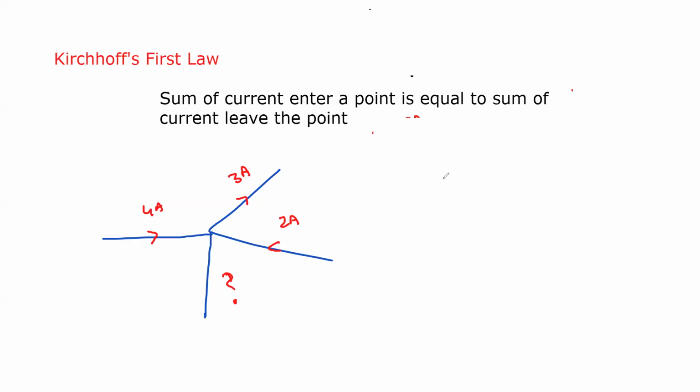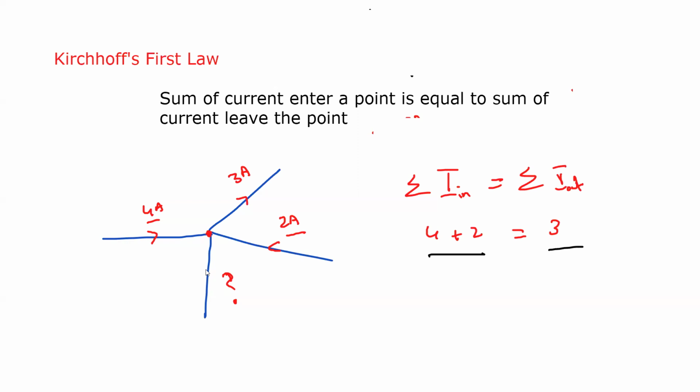When you apply Kirchhoff's first law, the sum of the current which enters the circuit must be equal to the sum of the current which goes out. So 2 ampere is entering a point and 4 ampere. So 4 and 2 are entering. How much current is going out? 3 is going out. The total current which enters must be equal to the total current which leaves. So 6 ampere is entering and 3 is leaving.